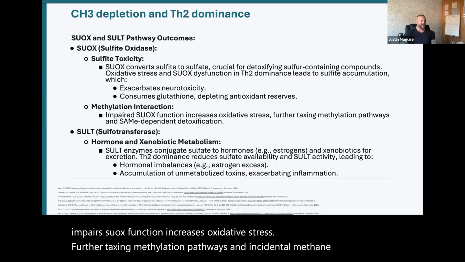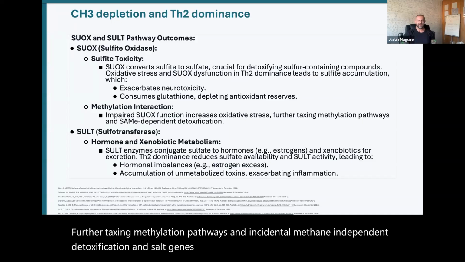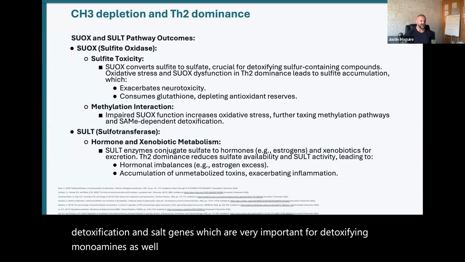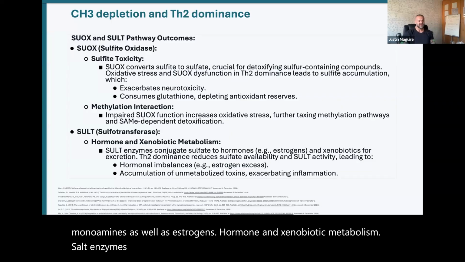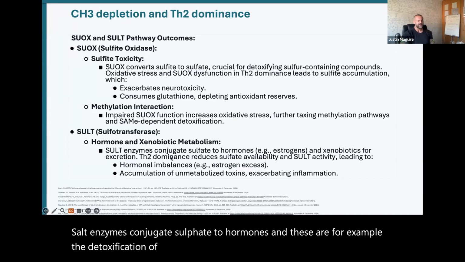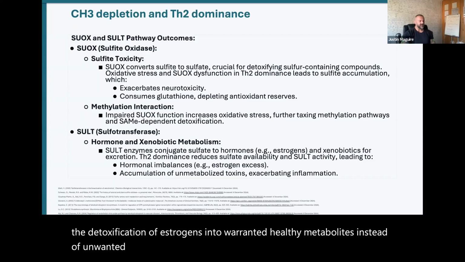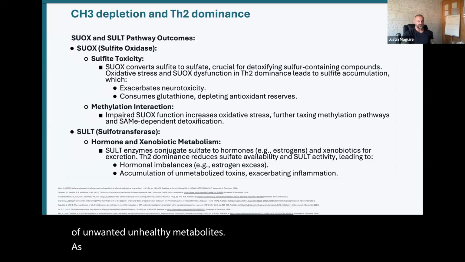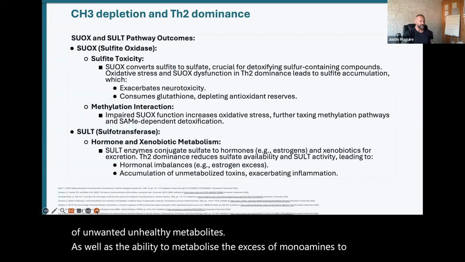And SULT genes, which are very important for detoxifying monoamines as well as estrogens, hormone and xenobiotic metabolism. SULT enzymes conjugate sulfate to hormones. For example, the detoxification of estrogens into healthy metabolites instead of unwanted unhealthy metabolites, as well as the ability to metabolize the excess of monoamines to prevent excitotoxicity in the brain.